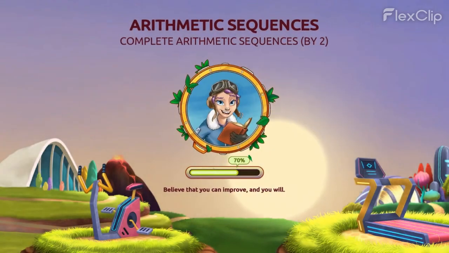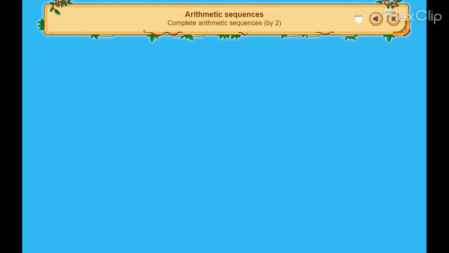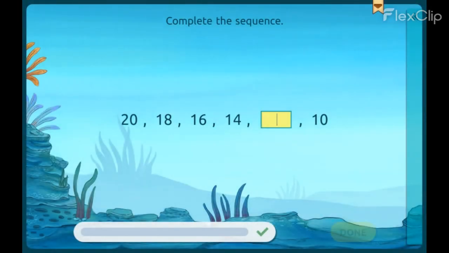Today we are going to learn something about arithmetic sequences. What are arithmetic sequences? They are numbers being represented in a line. But behind these numbers, there is a logic. There is something that is being repeated, and it will help us to figure out and fill out the space somewhere inside the row.